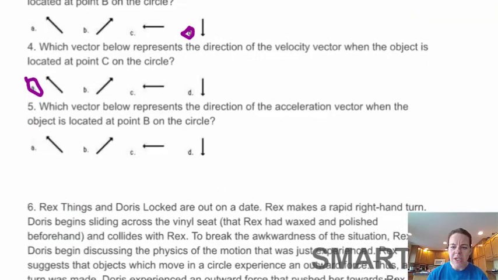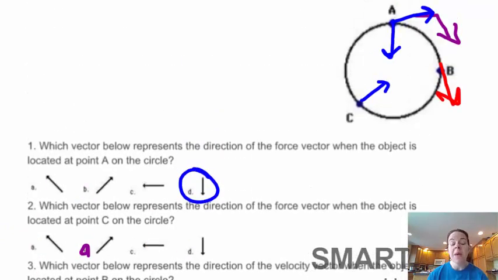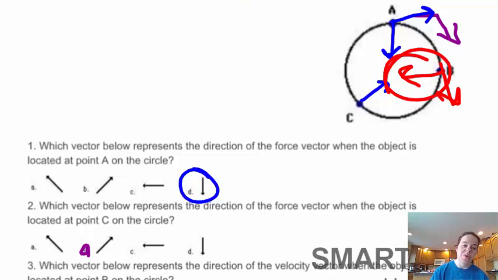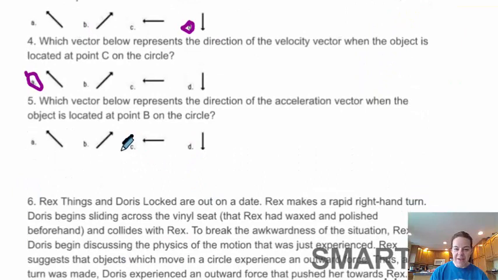For 5, which represents the direction of the acceleration when the object is located at point B? Okay, so remember Newton's second law, force equals mass times acceleration. Force and acceleration are always in the same direction. So if we are at point B on our circle, remember the force vectors point directly toward the center, right? Center seeking. So our force and our acceleration vector would both point in the same direction. So it's going to point right towards the center of the circle. So we would choose C for this one.